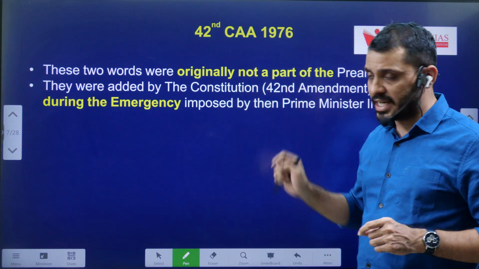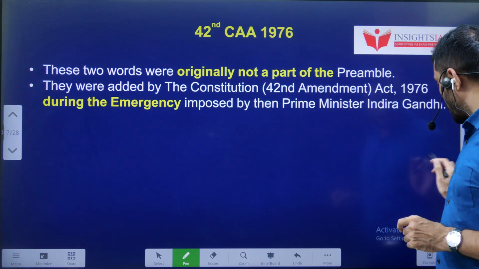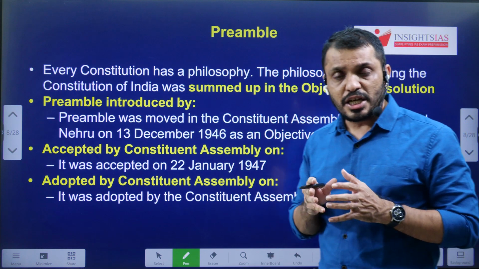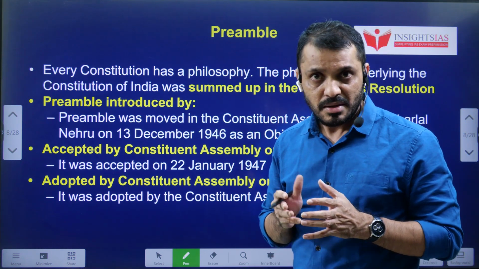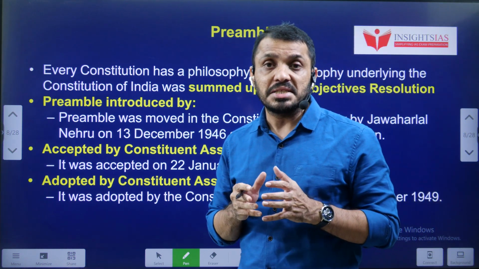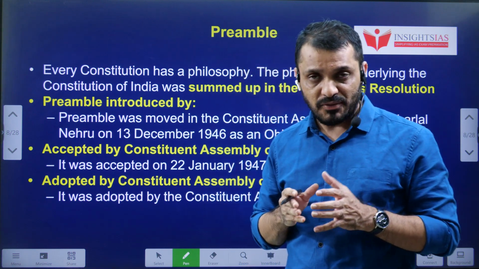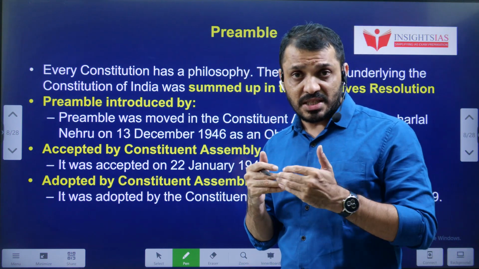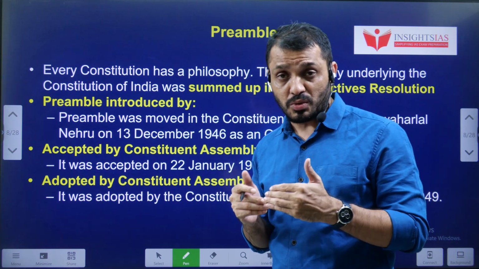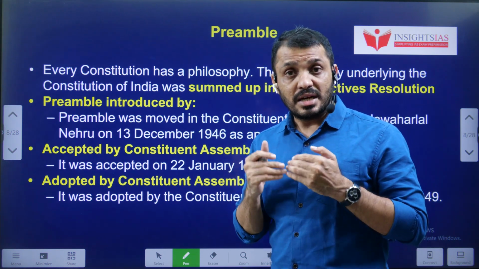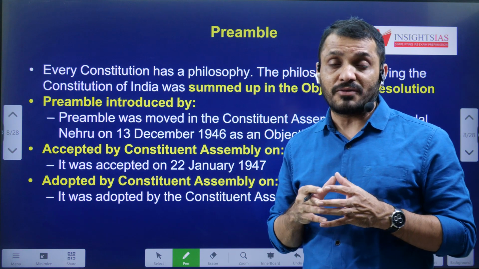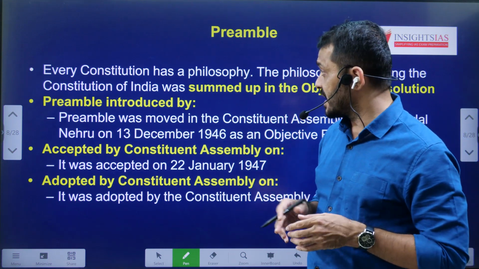These 3 words were added. This 42nd Constitution Amendment Act 1976 is popularly known as a mini constitution because the majority of the changes were reflected through this amendment. Of course, the majority of the changes brought into this constitution through this amendment were reverted back. They were cancelled through the 44th Constitution Amendment Act 1978.